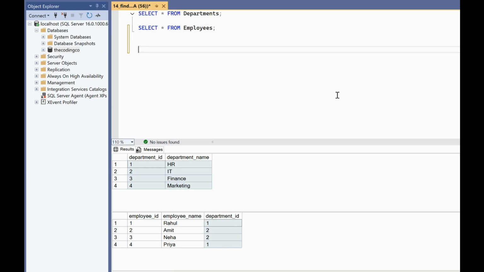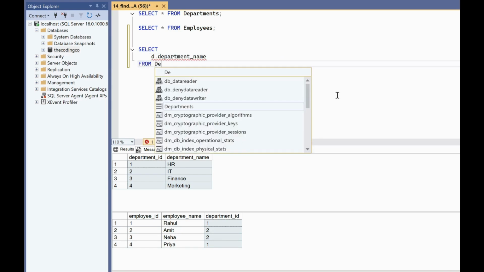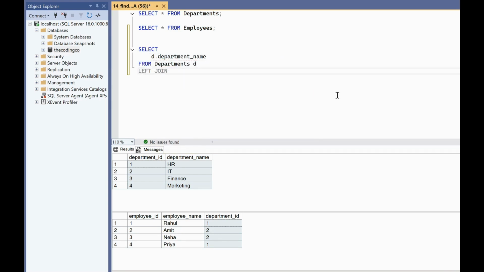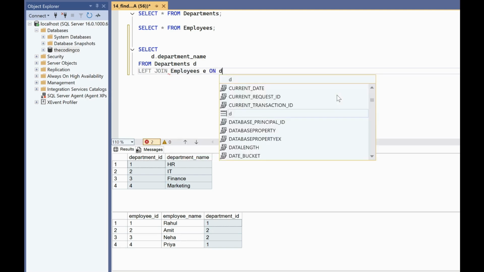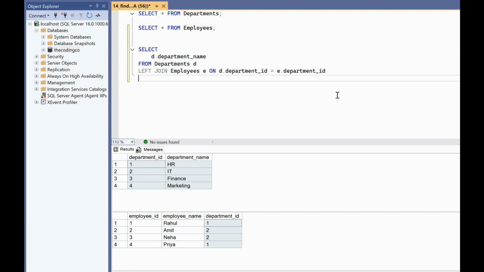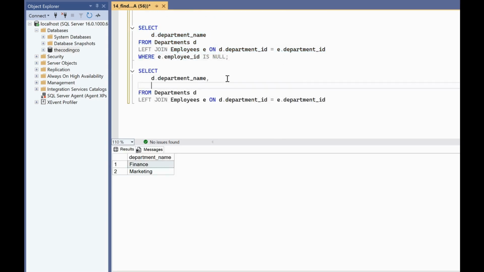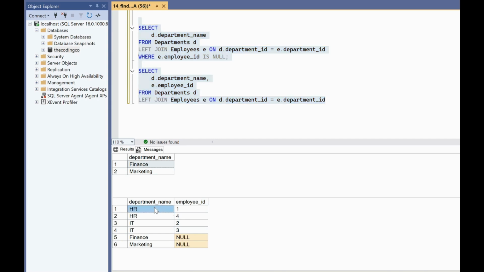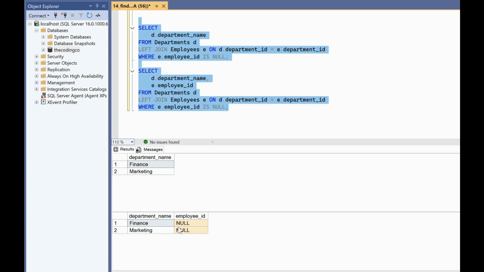So now let's write the query. Select d.department_name from departments as d left join employees as e on d.department_id equals e.department_id where e.employee_id is null. Now when we run this, SQL tries to match each department with employees. But when a department has no matching employee, the employee columns become null and our where condition keeps exactly those rows. So the result becomes finance and marketing, exactly what we needed.